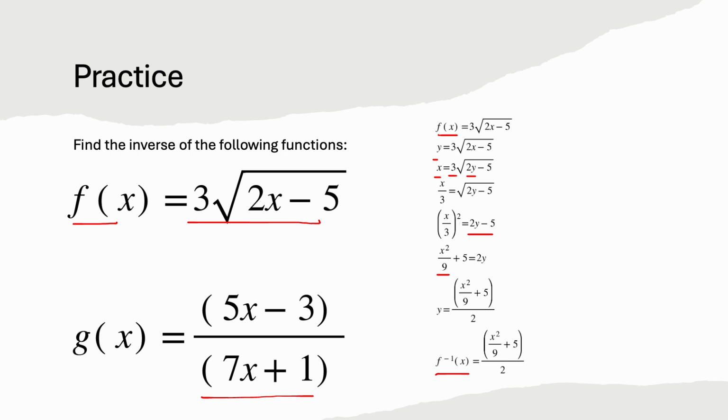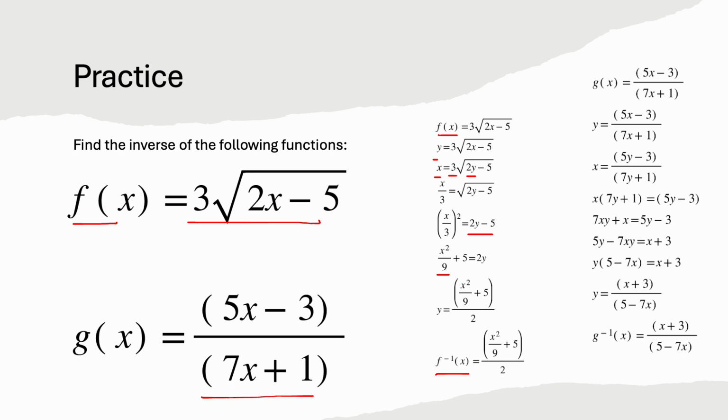All right, now what about that other one? Well, with the other one, we're going to have to use the same kind of strategy we did with the one on the last slide. So g of x is equal to 5x minus 3 over 7x plus 1. So first of all, you know the deal. Make g of x equal to y, swap the x's and the y's, and then we're going to multiply by the denominator, which in this case is 7y plus 1.